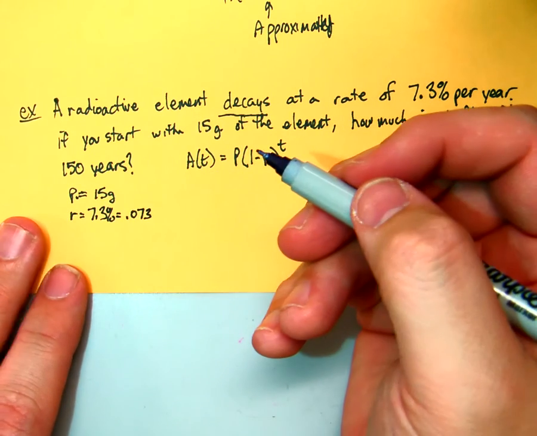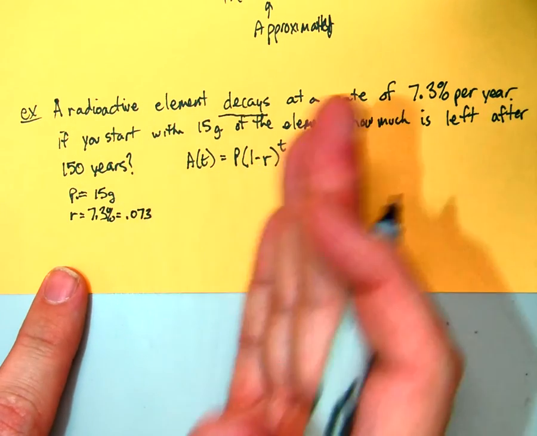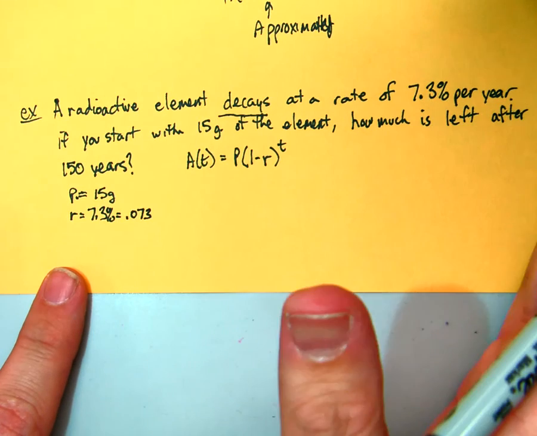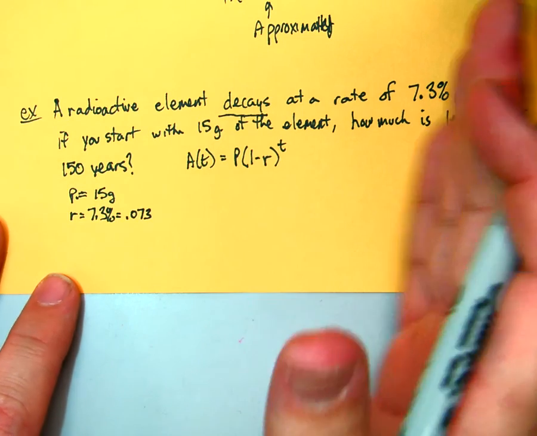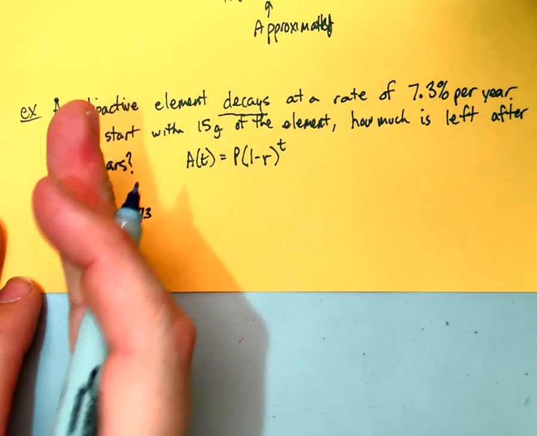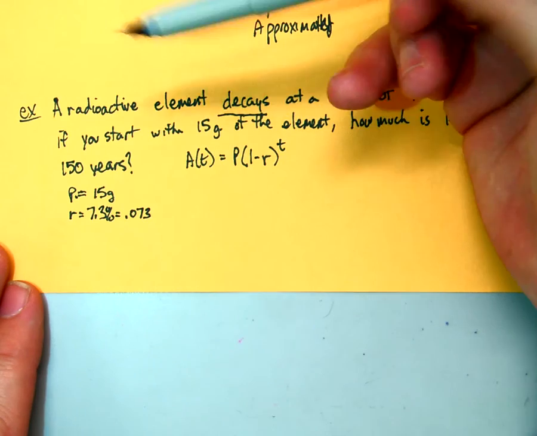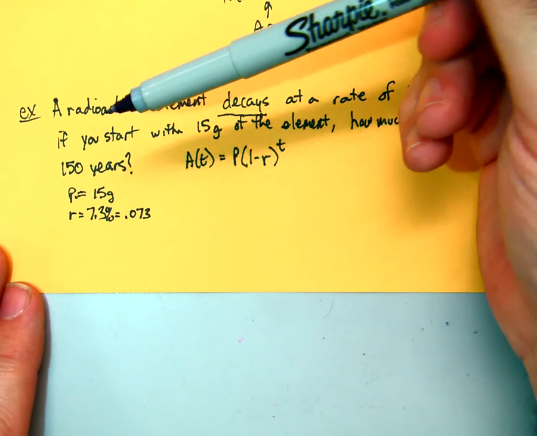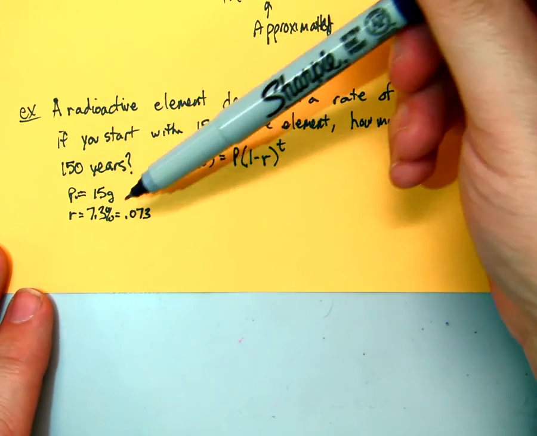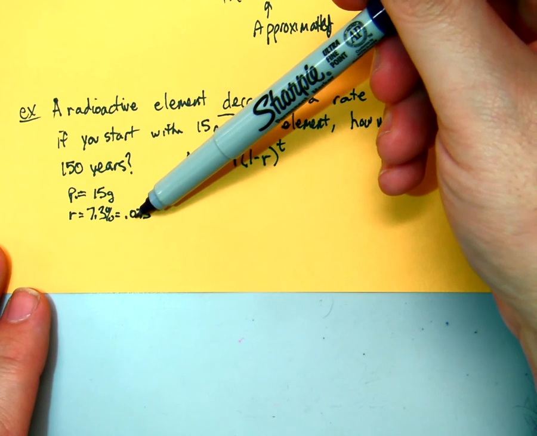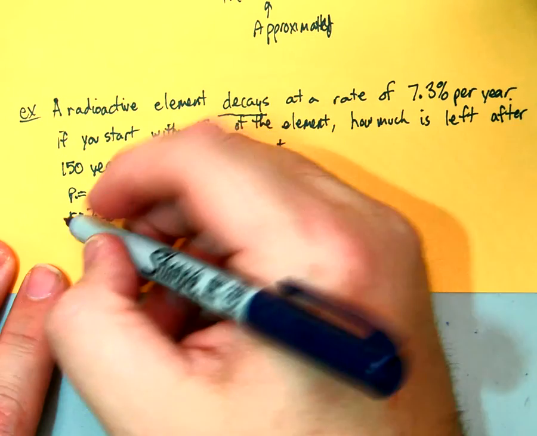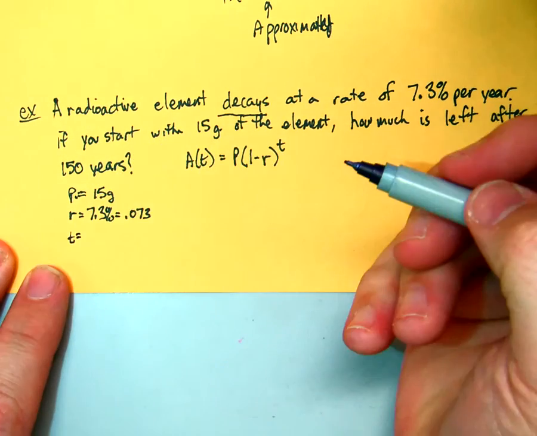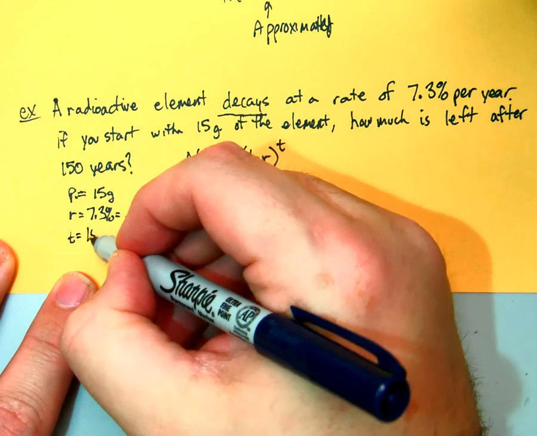So if you put 0.73, it's actually a 73% decay rate. You have to be careful when you're dealing with single-digit decay rates or growth rates. You have to be careful about putting that 0 in there. And T is equal to how much? 150 years.